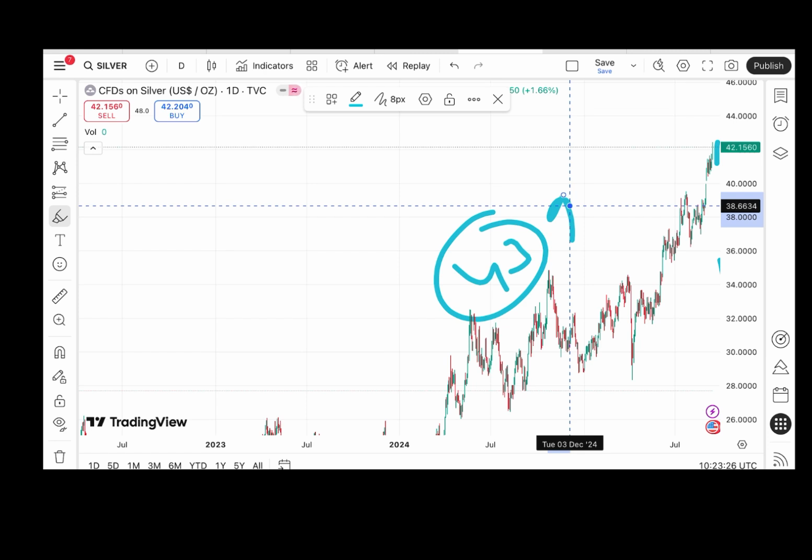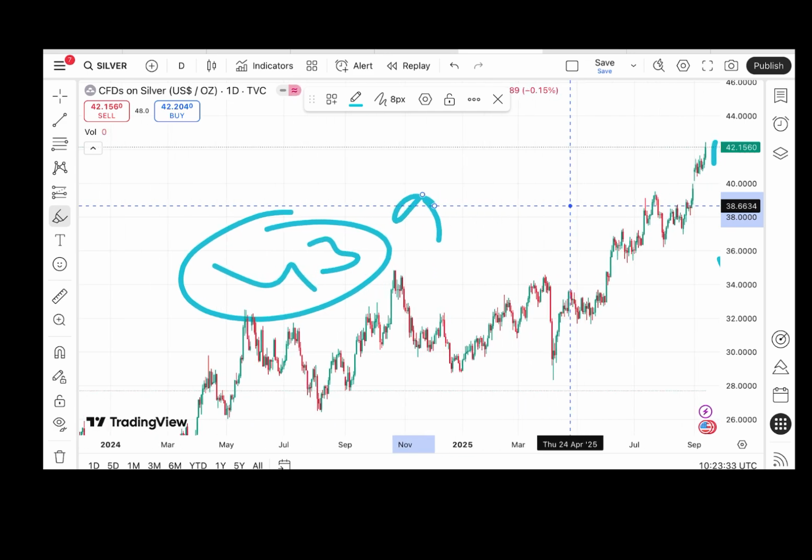Okay, the main important thing that you have to understand is that the 200-day SMA is acting as a long-term support. Okay, so you have to understand that.